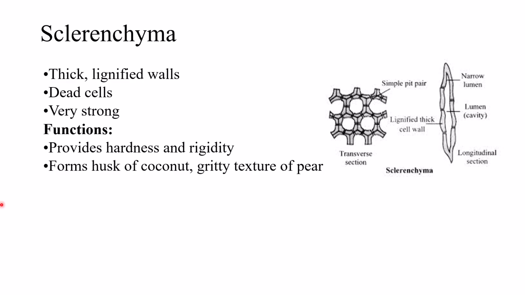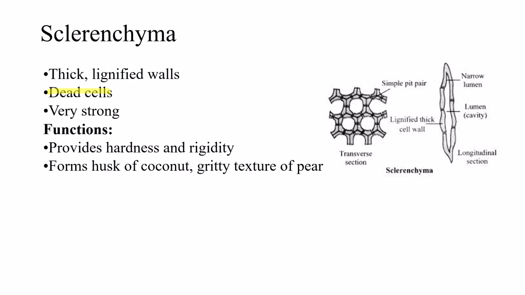And the collenchyma tissue is also known as the flexible tissue. Okay, sclerenchyma. It has thick lignified walls. It is a dead cell. This point is to be noted that it is a dead cell because of the absence of protoplasm in this type of cells. Means in sclerenchyma tissue cells, protoplasm is absent, so that is why they are dead cells.